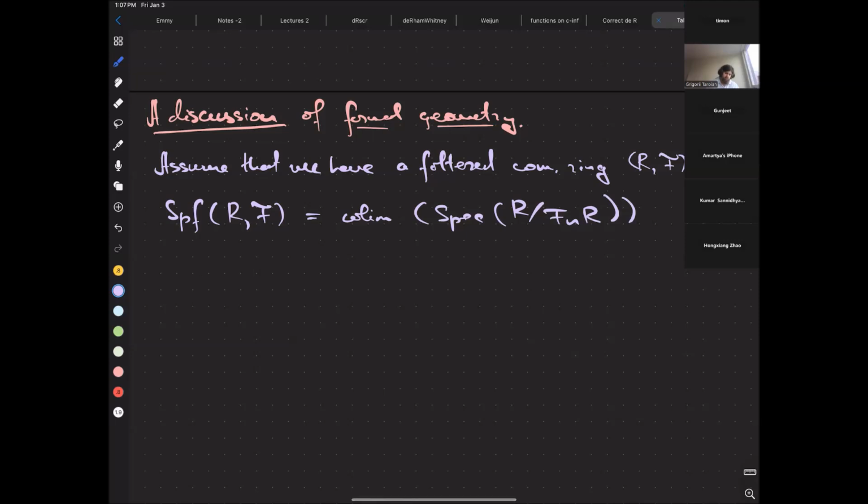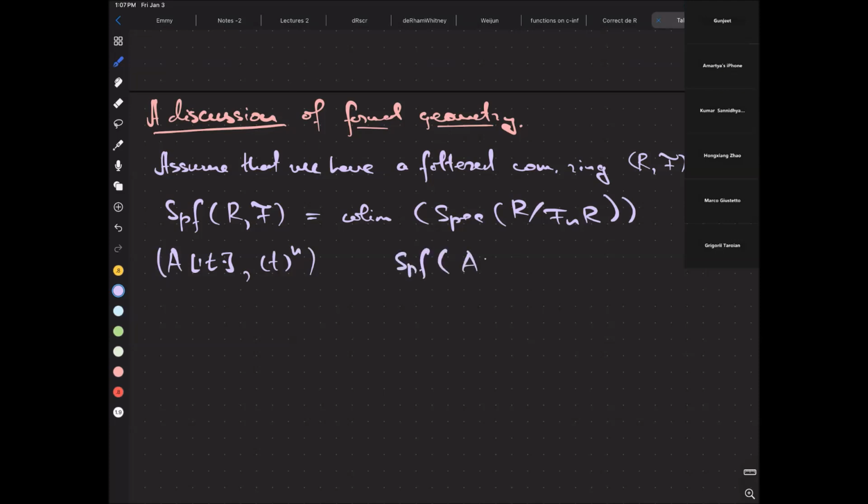So a prototypical example of this is when you take a ring of power series in one variable or many variables, and then you have the filtration by the powers of the unique maximal ideal, and then you get the formal spectrum of this pair, which is just the colimit in this case of dual numbers, or rather truncated polynomials over this ring.